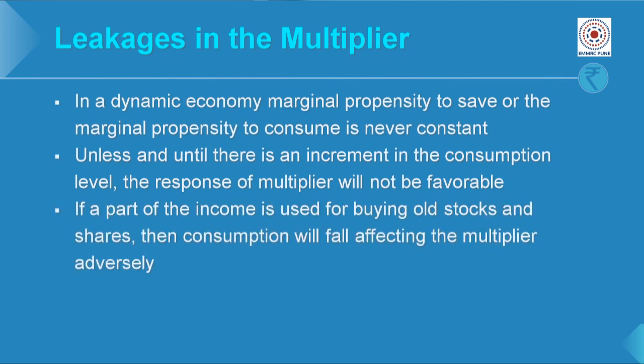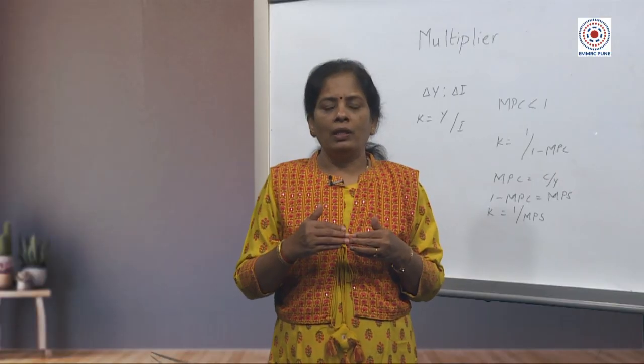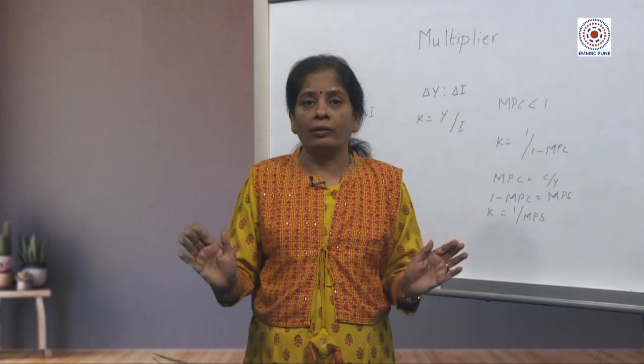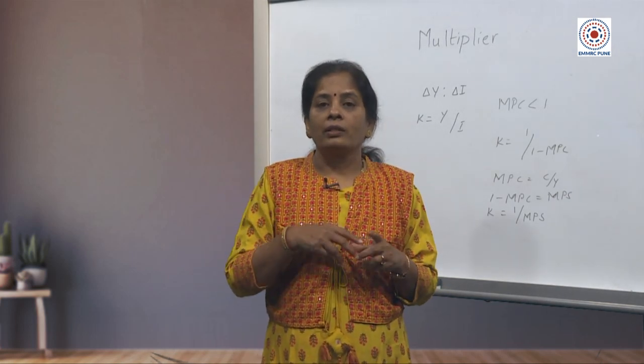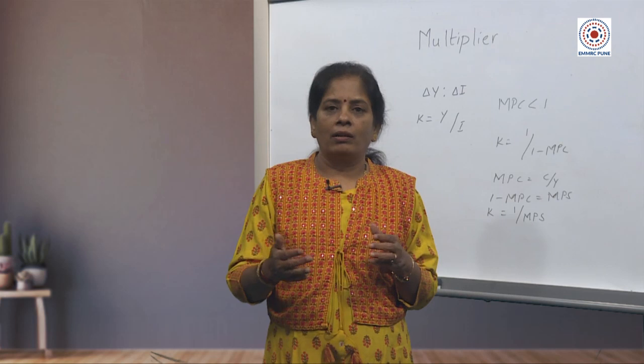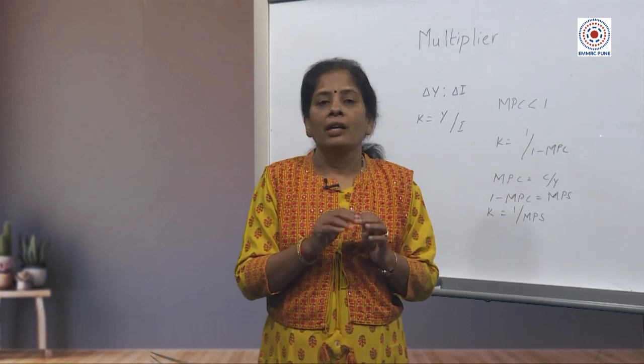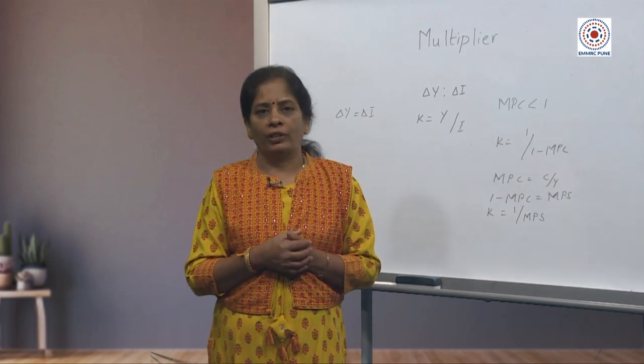Third, if a part of the income is used for buying old stocks and shares, then consumption will fall, affecting the multiplier adversely. When people invest for long term, their surplus is not diverted towards consumption. The savings are channelized with an expectation of higher rate of return, and thus consumption is adversely affected.